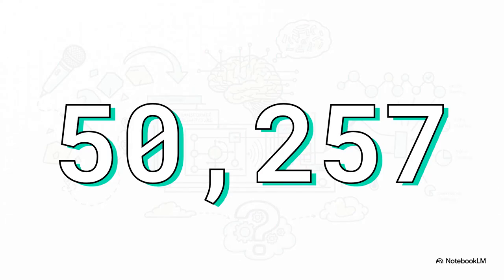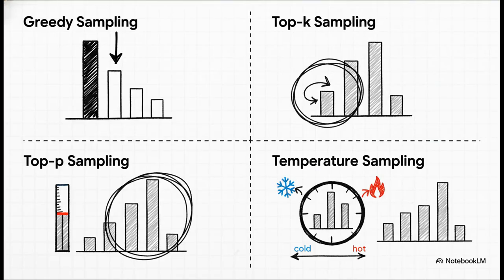Now, for a generative model like GPT, here is the final mind-bending challenge. After doing all that incredible work to understand context, it has to make a choice. And get this, at every single step, it's looking at a probability score for over 50,000 possible next tokens. How on earth does it pick just one? Well, it has a few different strategies.